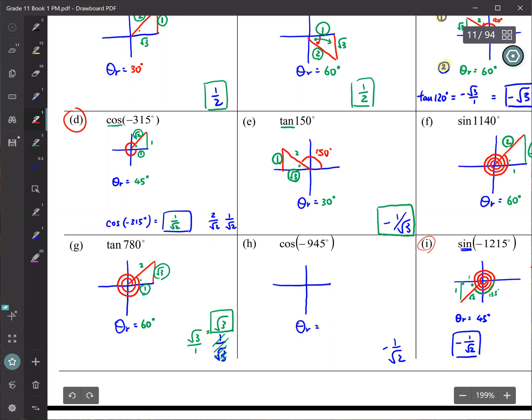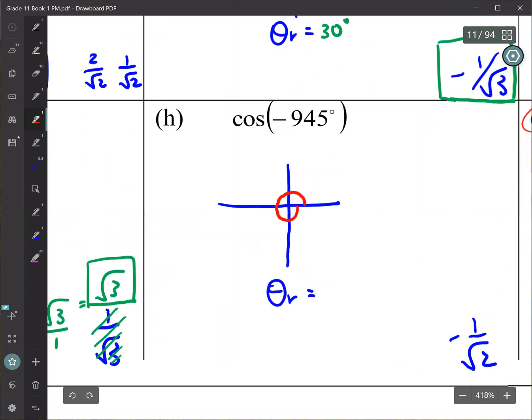Okay, let's turn negative, right? So we have turn -360, -720, and then we need to turn -225 more, so that will be here. Okay, -360, -720, and then -225.